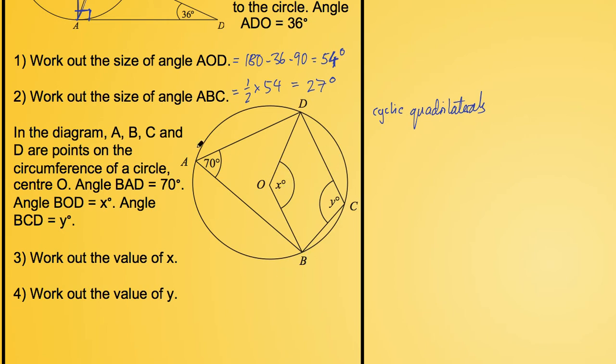So working out the value of X, I'm going to use that again. Angle at the centre is twice the angle at the circumference. They're from the same arc BD. So X equals 2 times 70. It's 140. Value of Y: 180 minus 70, because opposite angles in cyclic quadrilaterals add to 180 degrees. So Y equals 110 degrees.